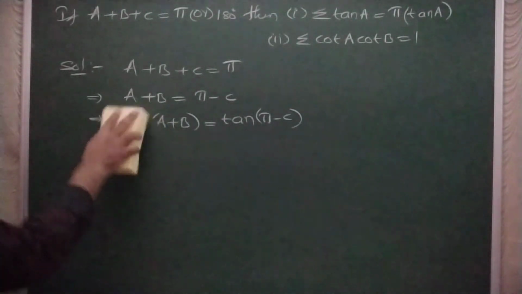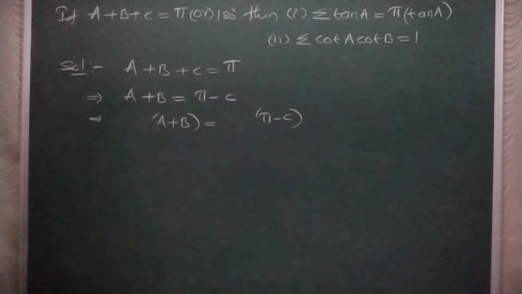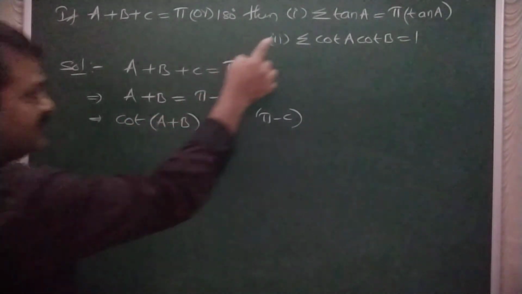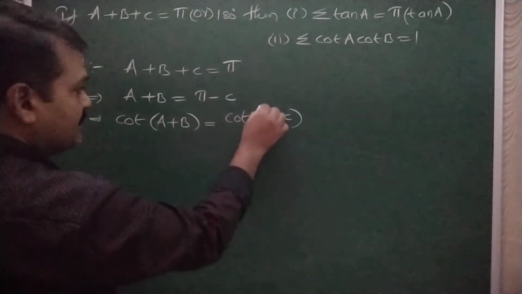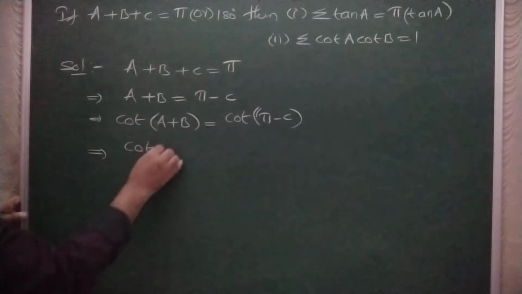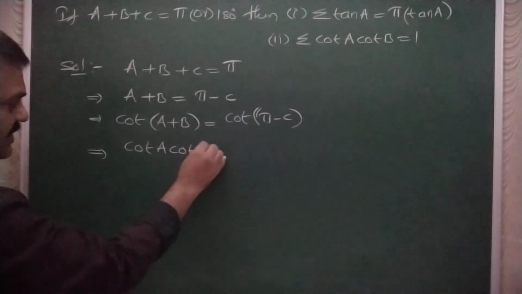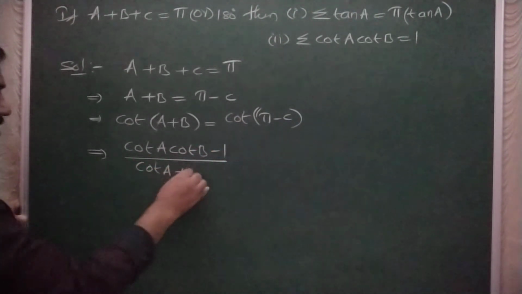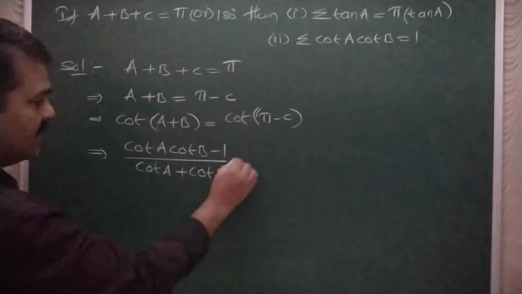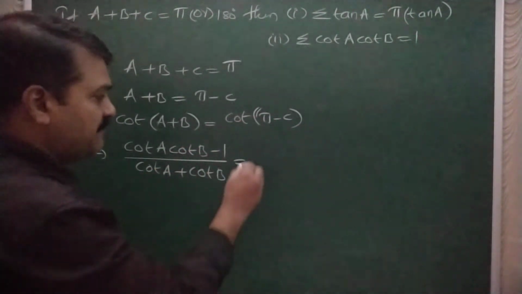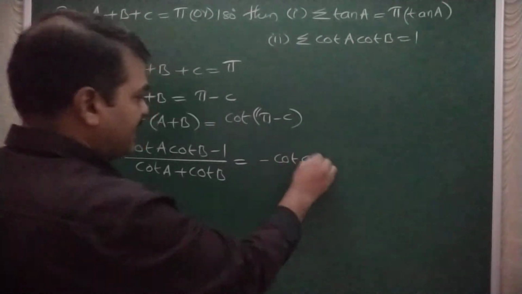So in this step, instead of taking tan on both sides, take cot to get this result. So what is the cot of a plus b formula? Cot a cot b minus 1 by cot a plus cot b. And cot of pi minus c, second quadrant cot is negative. So minus cot c we will get.